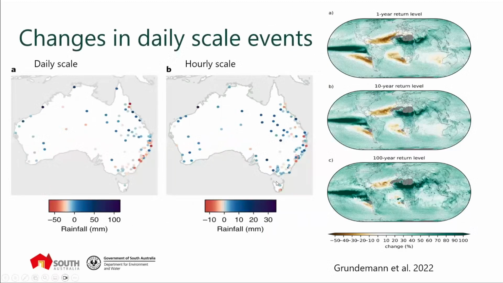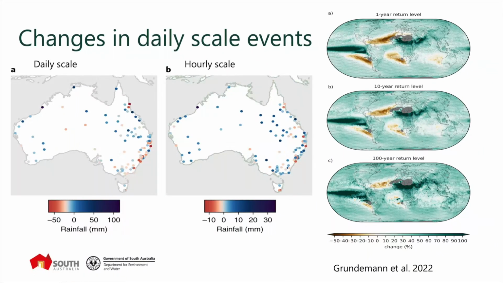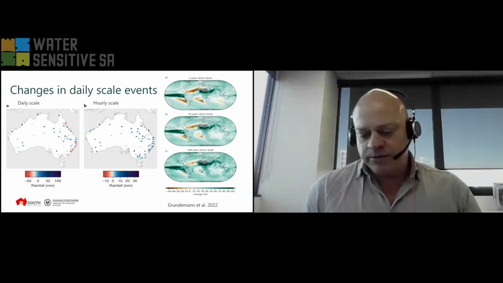And so we can see a map of some of that work, once again showing the difference between the daily scale and hourly scale. Blue is increasing intensity and red is decreasing intensity. So there's a bit of a tendency over southern Australia for decrease or staying much the same in terms of rainfall intensity at the daily scale in this work. But at the hourly scale, we see much more widespread intensification of rainfall extremes. So that's really where it gets tricky.